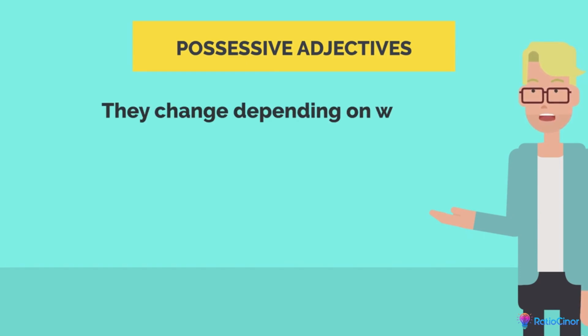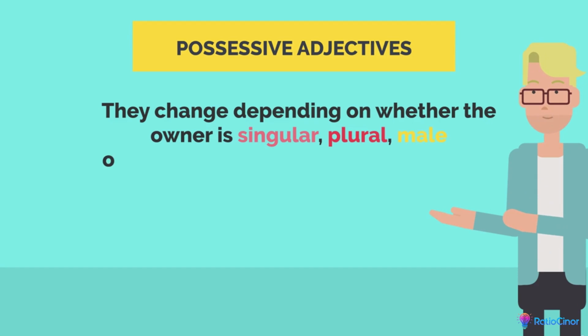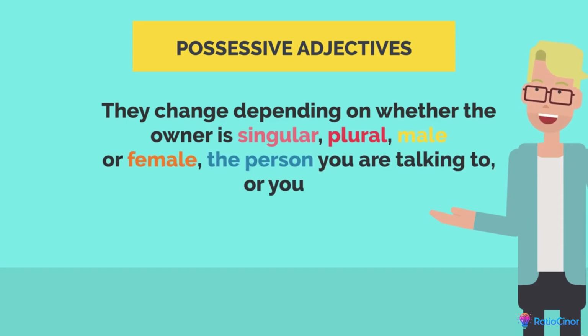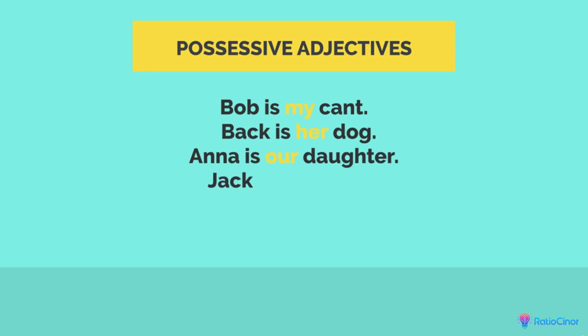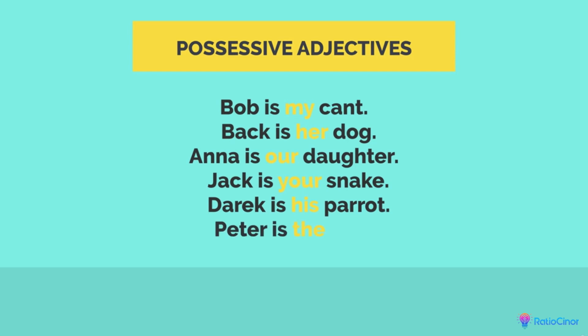They change depending on whether the owner is singular, plural, male, or female, the person you are talking to, or yourself. Bob is my cat. I own the cat. Buck is her dog. The dog belongs to a woman. Anna is our daughter. We are her parents. Jack is your snake. The snake belongs to you. Derek is his parrot. The parrot belongs to a man. Peter is their son. They are his parents.